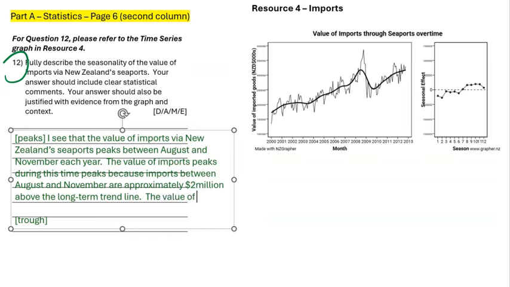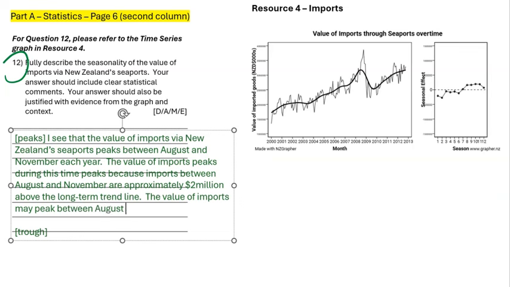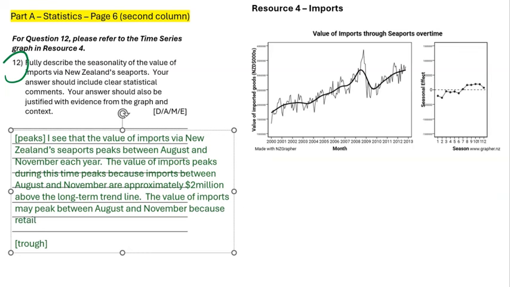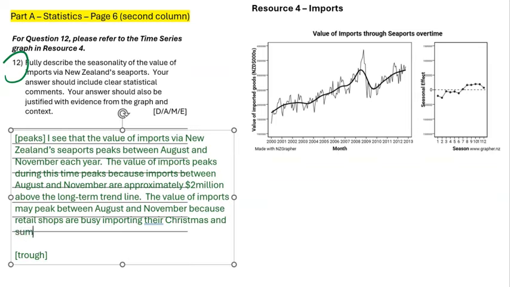So the value of imports may peak between August and November because retail shops are busy importing their Christmas and summer supplies.